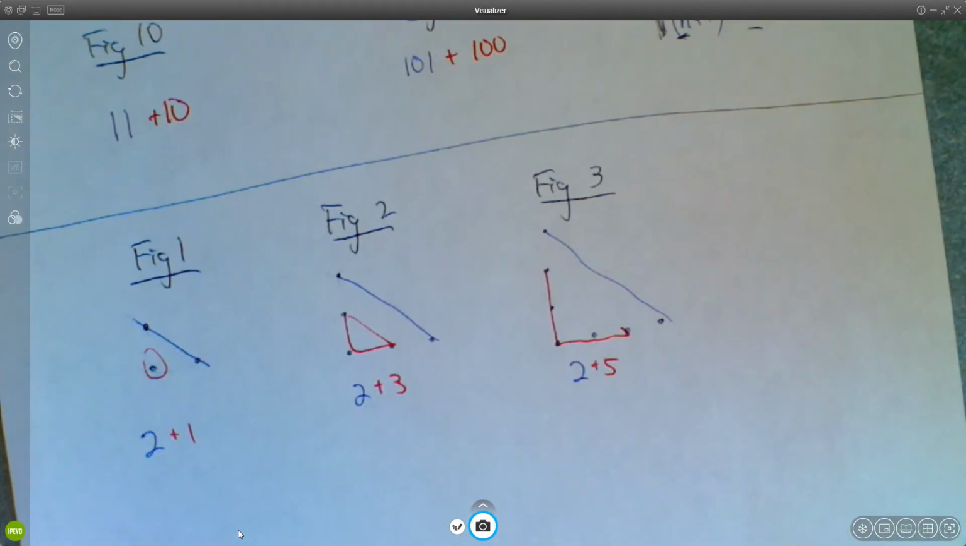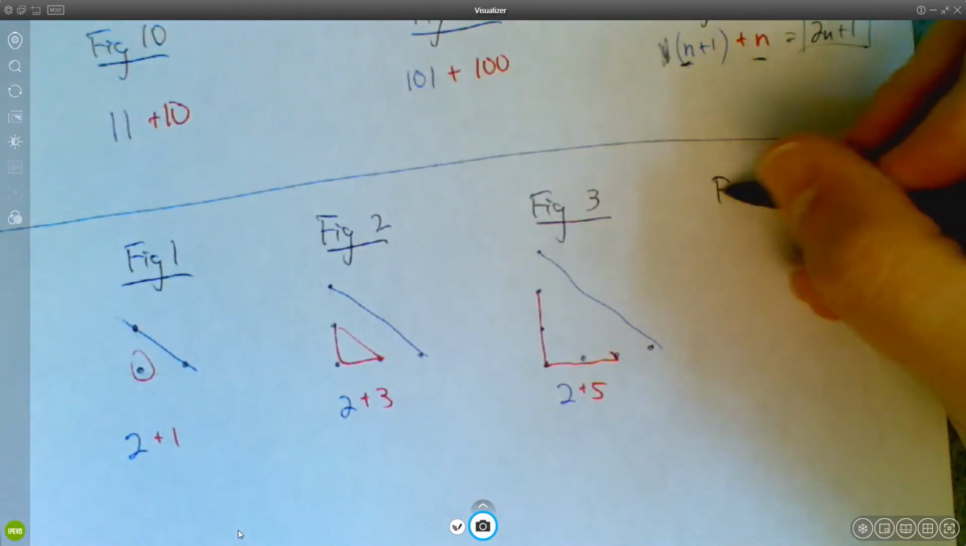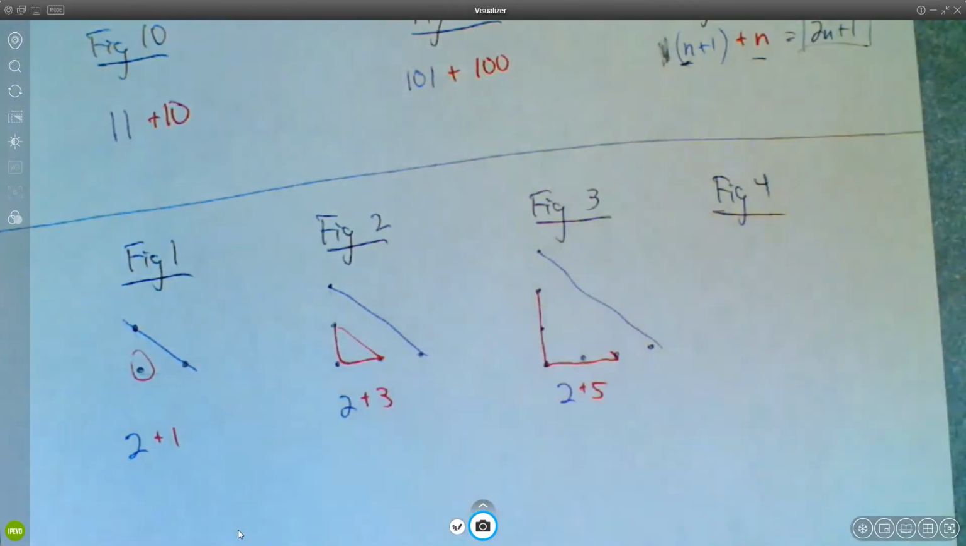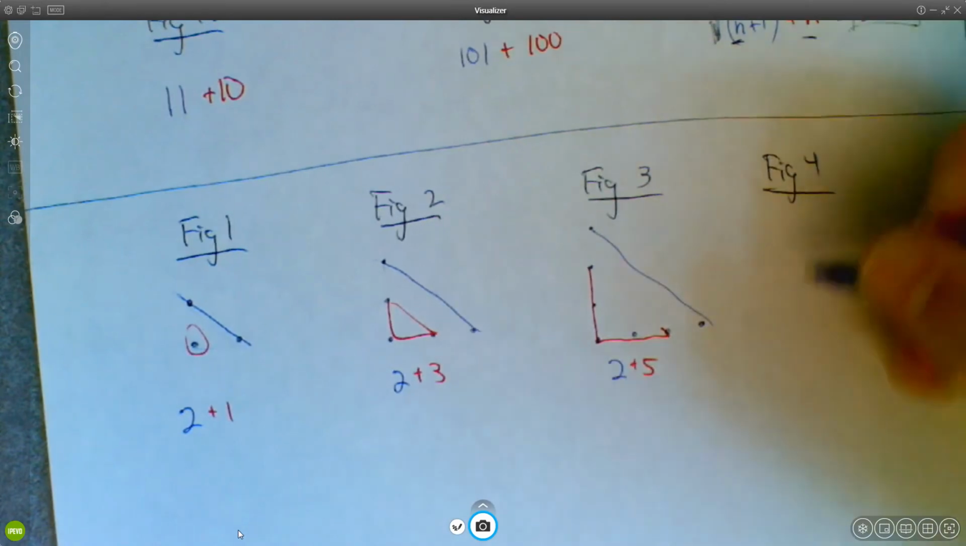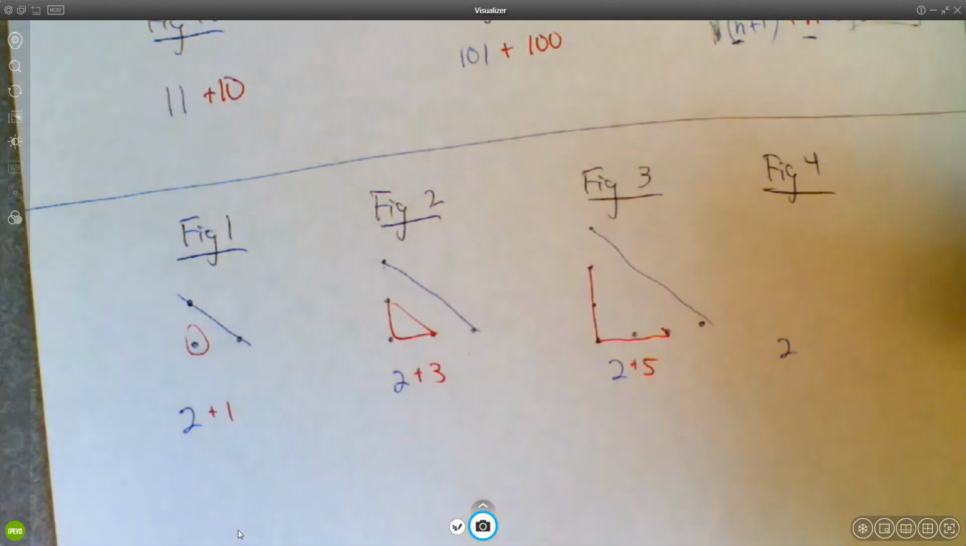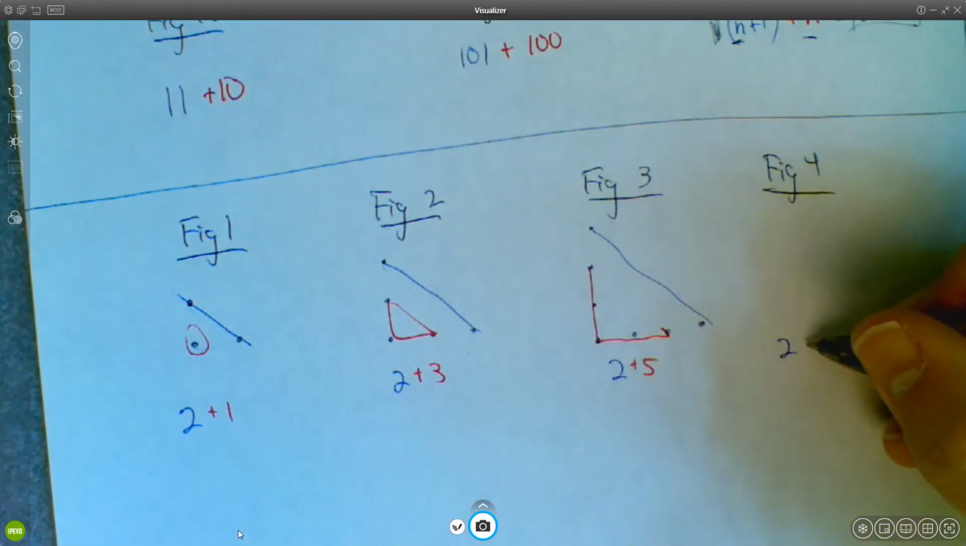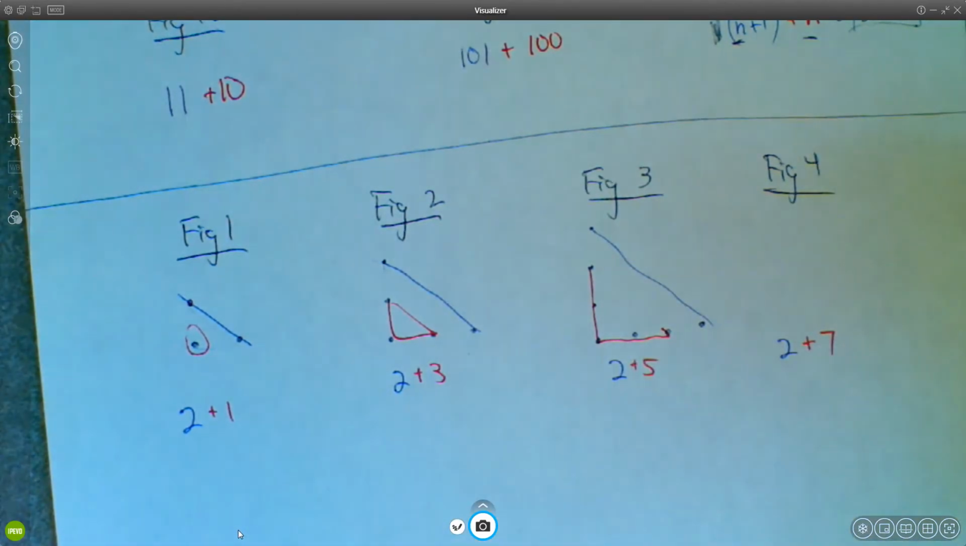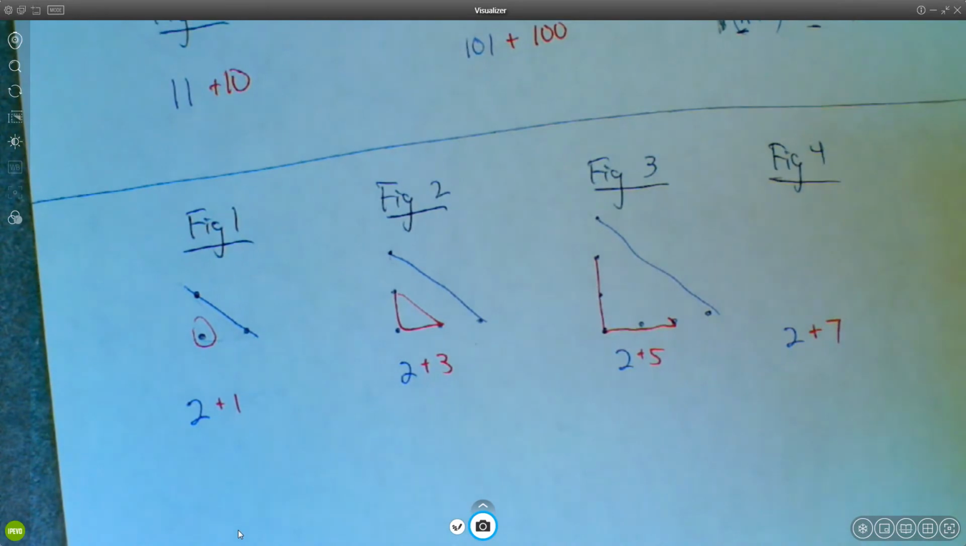I think we can guess pretty easily what figure 4 is going to be, right? The blue part's not changing, it's just 2 every time. The red part is changing, it's increasing by 2 each time, and since the previous one was 5, the next one's going to be 7, right? So 1, 3, 5, 7.